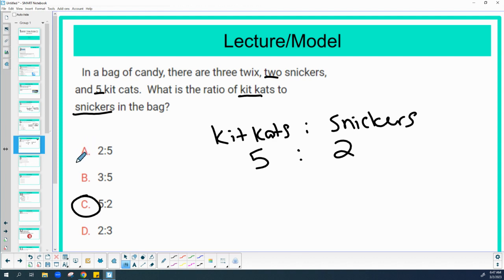Do not confuse it with option A. Option A would be Snickers to Kit Kats. You have to keep the numbers in order of the question that it asks. This question says Kit Kats first, then Snickers. All right, let's move forward.